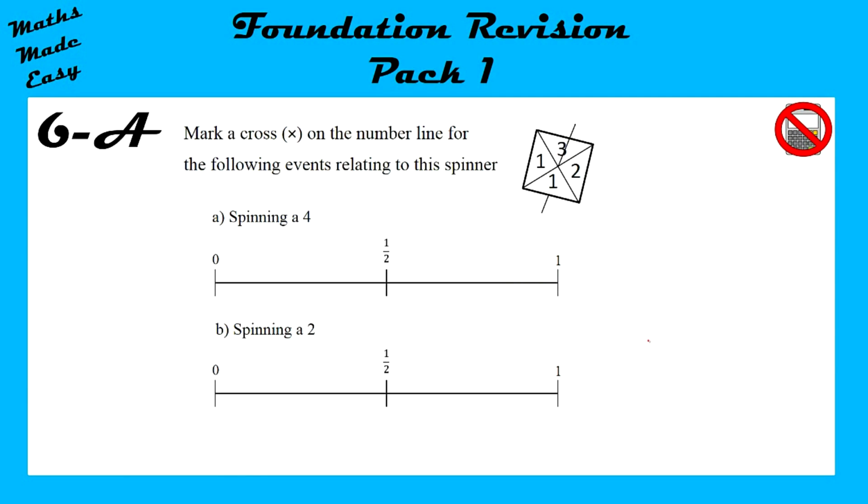Question 6a. So the probability of spinning a 4 on this spinner is impossible, so I'm going to put a cross at 0. The probability of spinning a 2 is 1 out of 4, so I'm going to make sure I put my cross just there at a quarter of the way along.